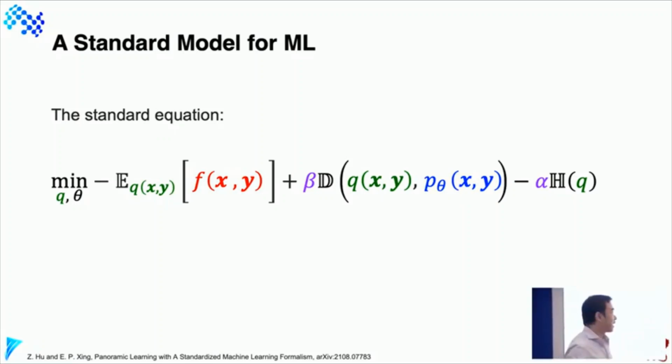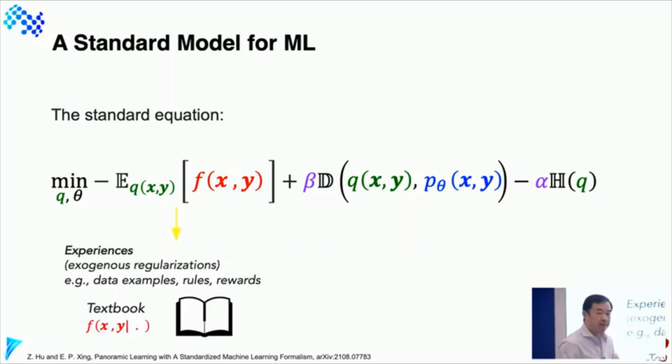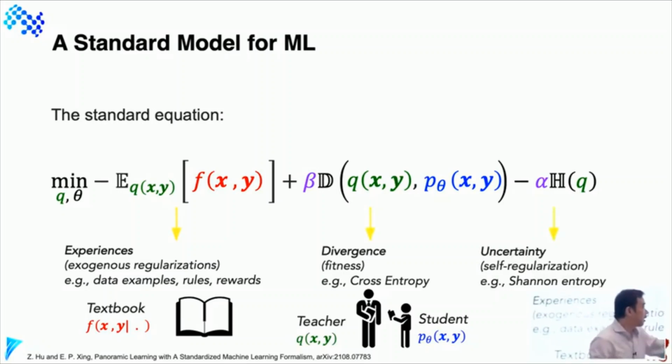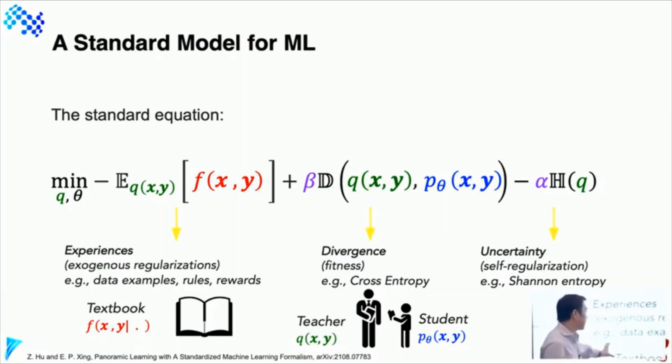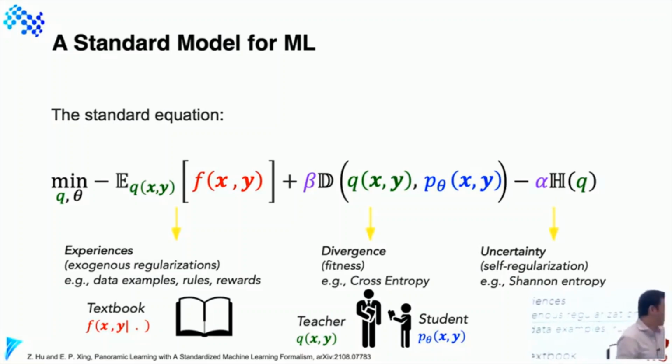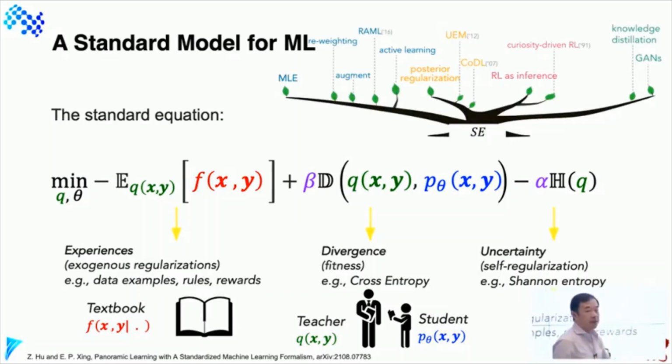The gist is that it is a very generic equation that has placeholders for all types of experiences, for all types of measurement of goodness, and also for all measurements of resource and self-confidence and so forth. And then when you plug in specific mathematical forms for the experience function, for the divergence function, and for the uncertainty function, you actually can recover almost all known algorithms that people practice in machine learning, such as active learning, reinforcement learning, generative adversarial learning, and so forth.